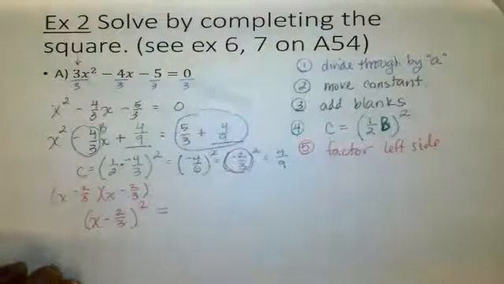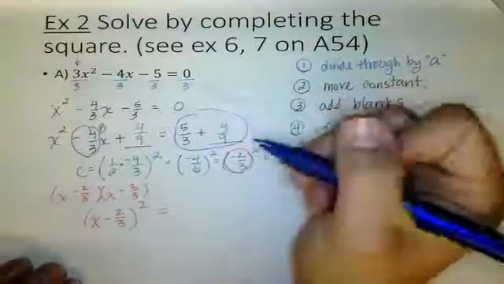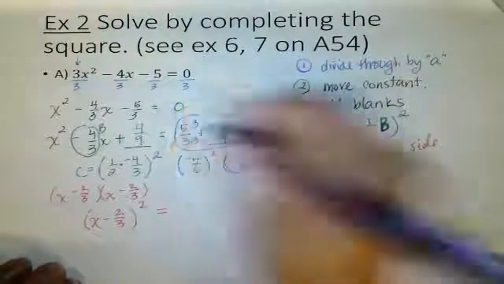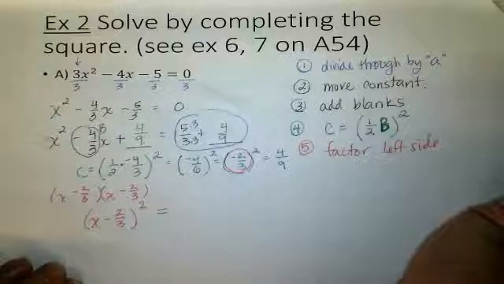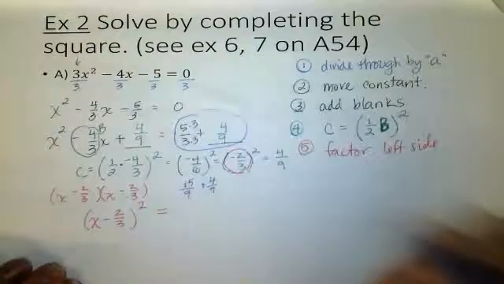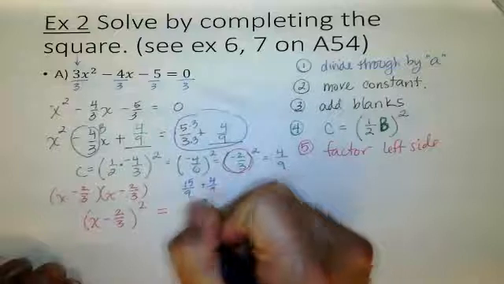What do we need to do to add those? Yeah, get a common denominator. So I'm going to multiply that 5/3 by 3. That becomes 15/9 plus 4/9, which is 19/9.